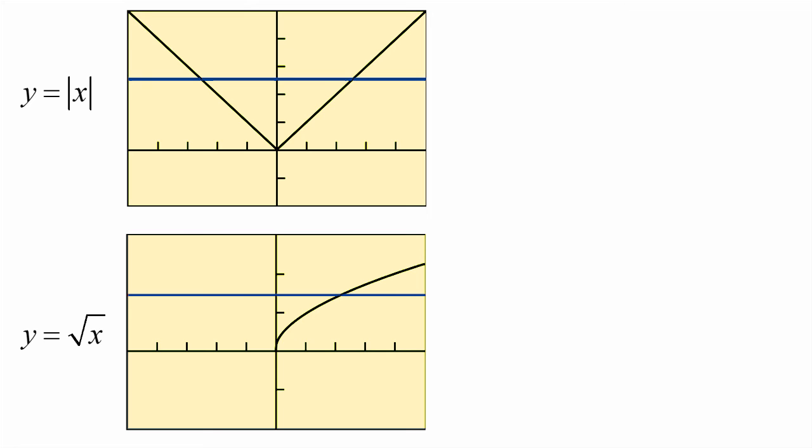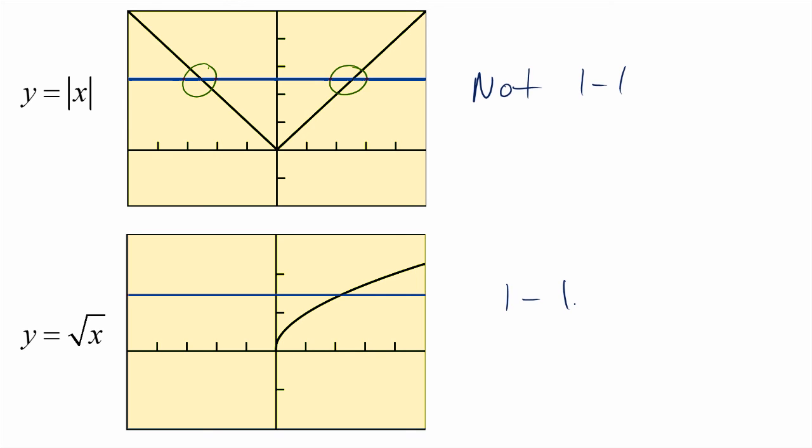So again, with these two graphs, notice that the first graph we have is y equals the absolute value of x. We can find a horizontal line that intersects the graph in more than one place. Notice we have found a horizontal line that intersects this graph in more than one place. This one is not one-to-one. Versus the second graph of y equals the square root of x, we cannot find a horizontal line that intersects the graph in more than one place, so this one is a one-to-one function.